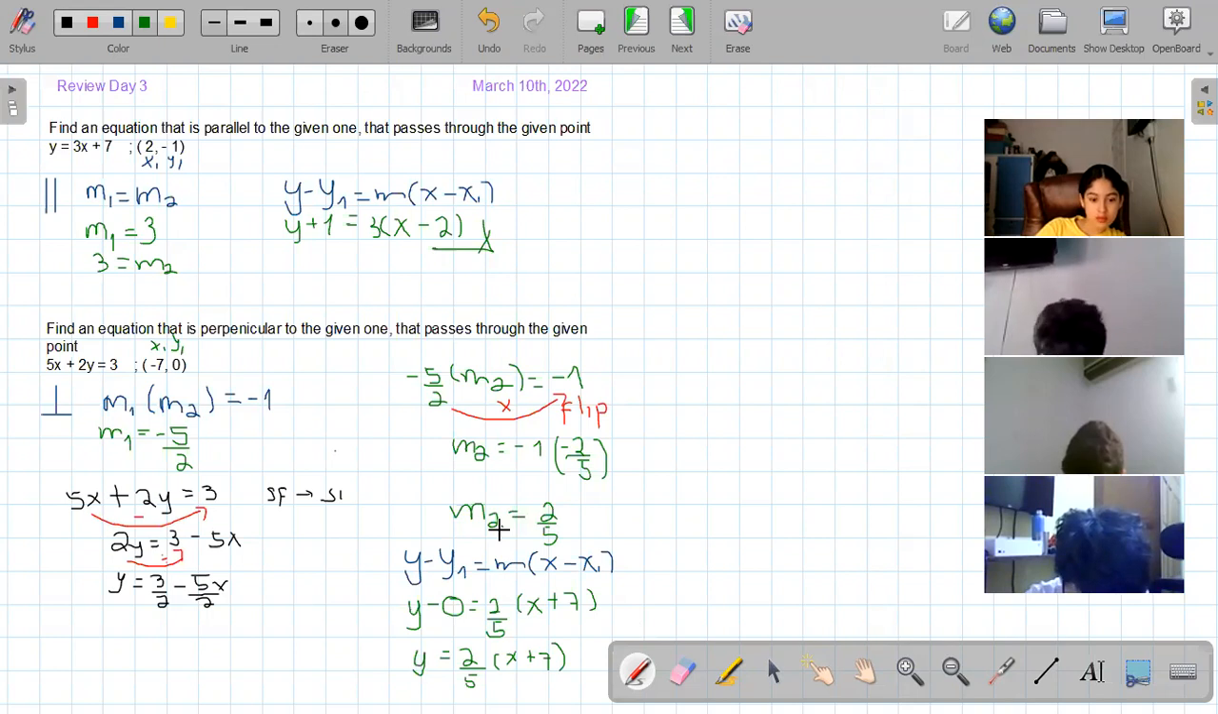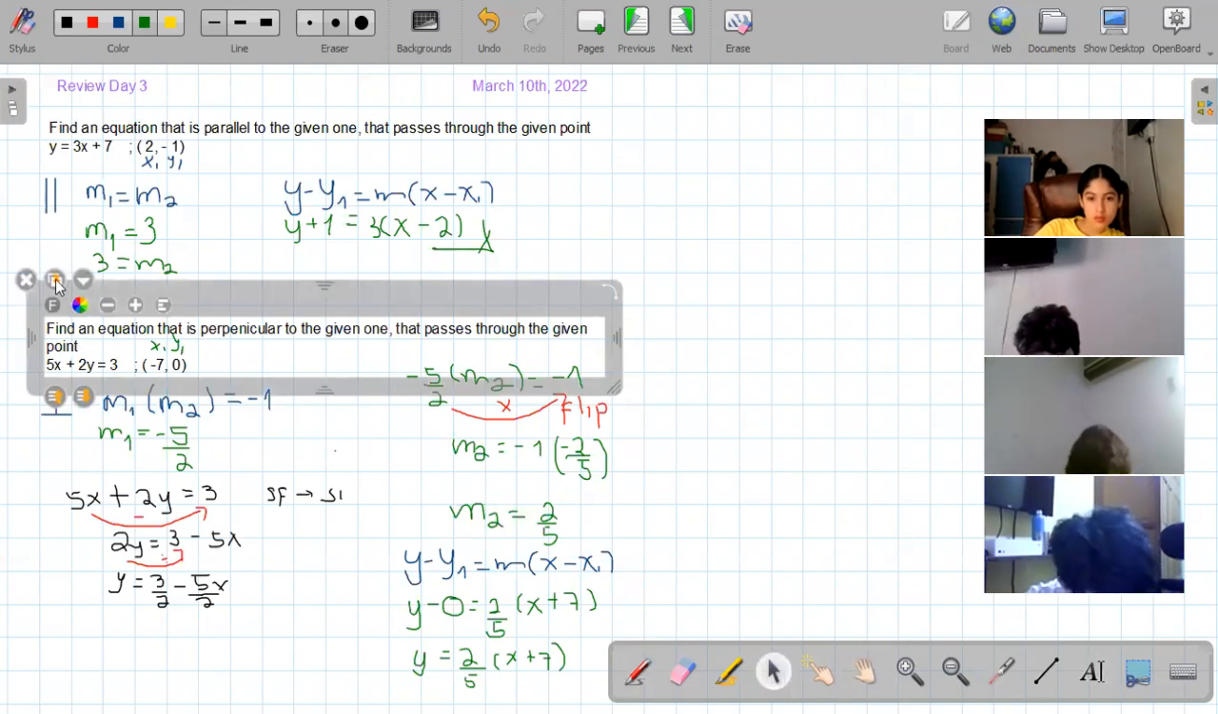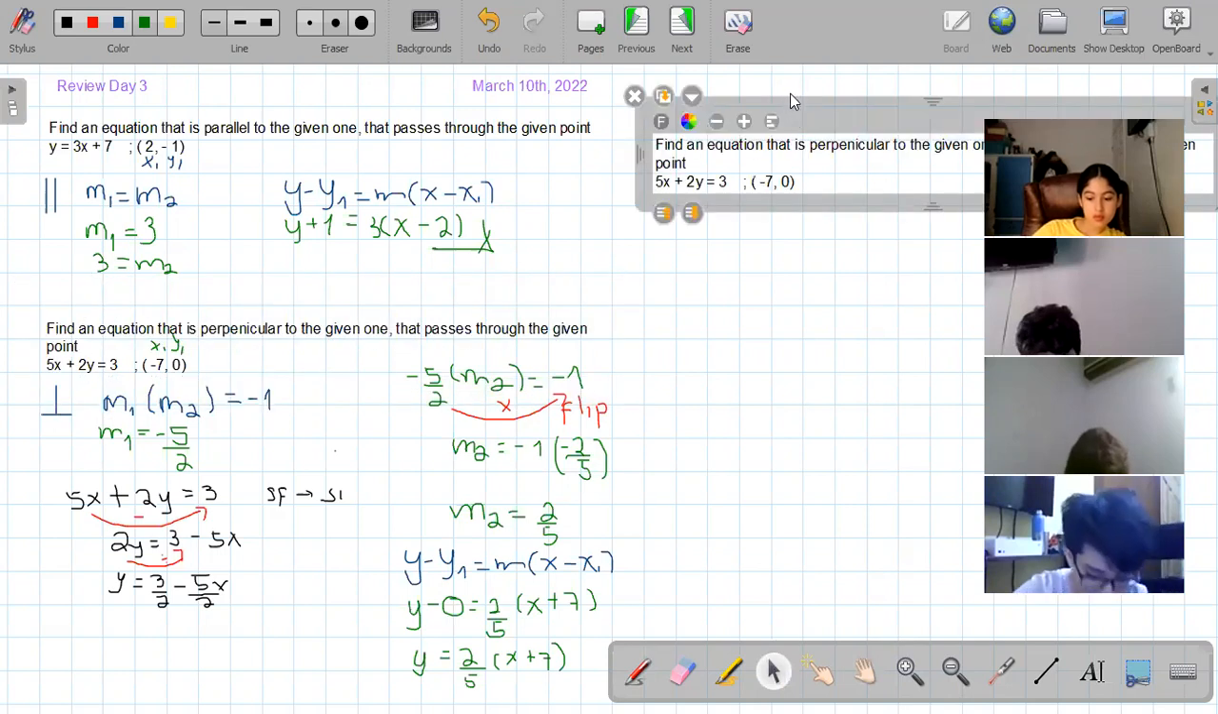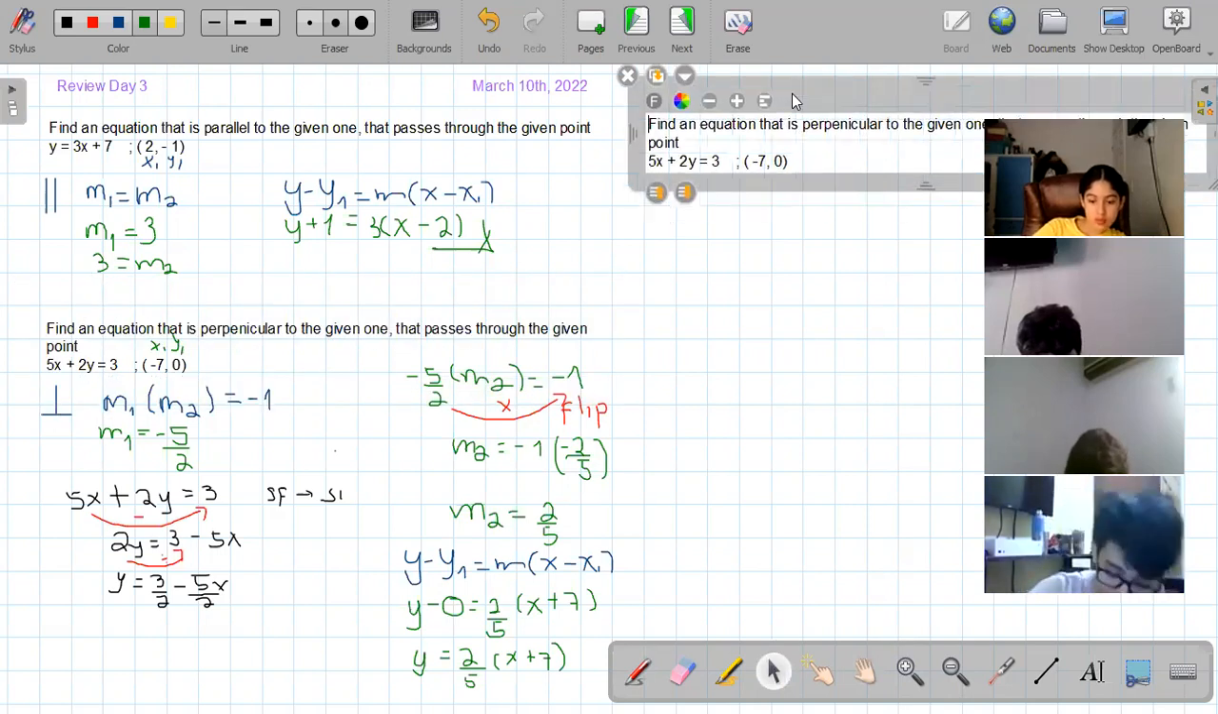Let's do one more exercise. In this case, you guys are going to do it by yourselves. Okay? We're going to do one more. We're going to make it double. Okay, we're going to double it. What does that mean? That you're going to find from one same equation, one parallel and one perpendicular line.